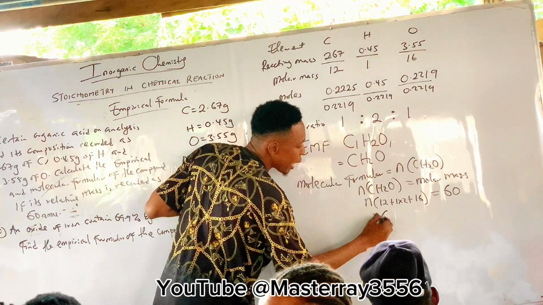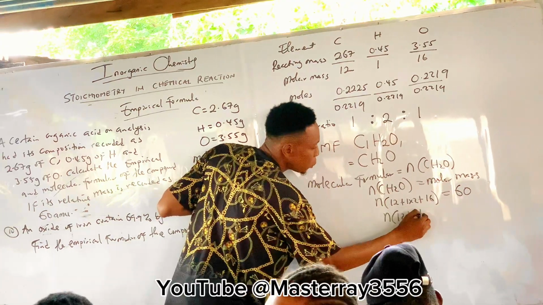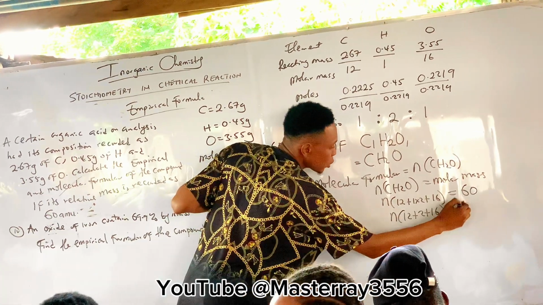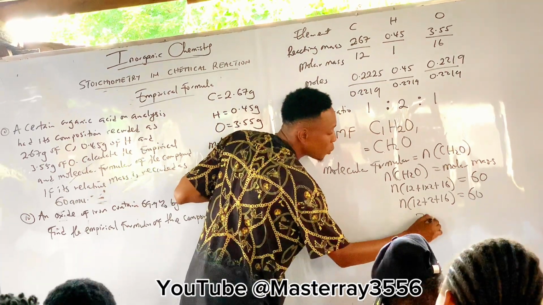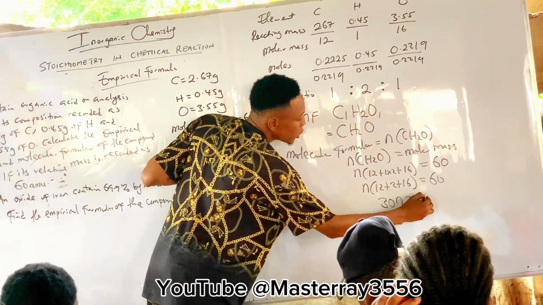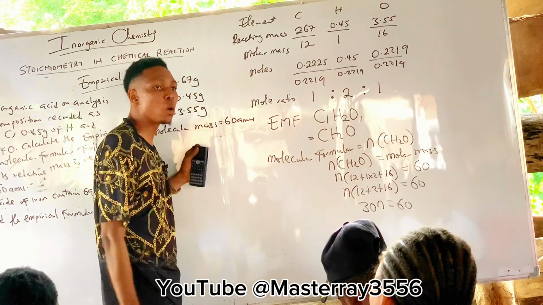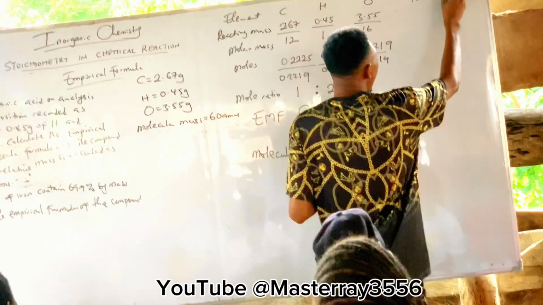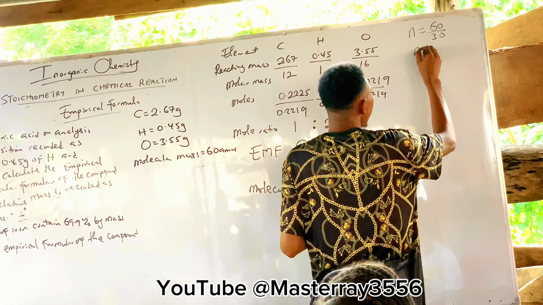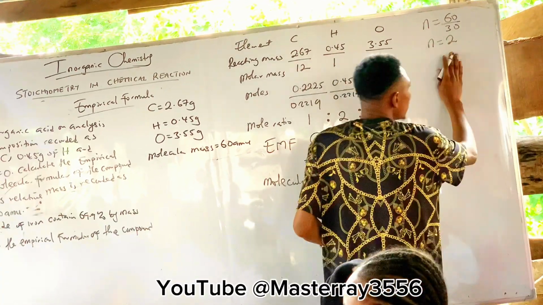So we have n bracket 12 plus 2 plus 16 equals 60. 12 plus 2 plus 16 is 30. n equals 60 divided by 30. So n will be equal to 60 over 30. What will be n? n will be 2.